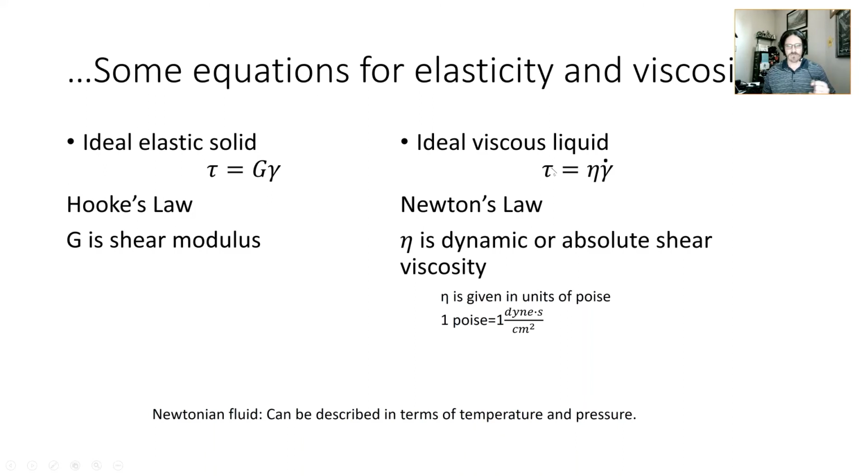And for an ideal viscous liquid, now this is a Newtonian viscous liquid, tau, the shear stress, is equal to eta. I believe this is eta. It's the dynamic or absolute shear viscosity times the shear strain rate. Dynamic or absolute shear viscosity is given in units of Poise. And a Poise is 1 dyne second per centimeter squared. And a Newtonian fluid can be described in terms of temperature and pressure. So that's a characteristic of a Newtonian fluid.